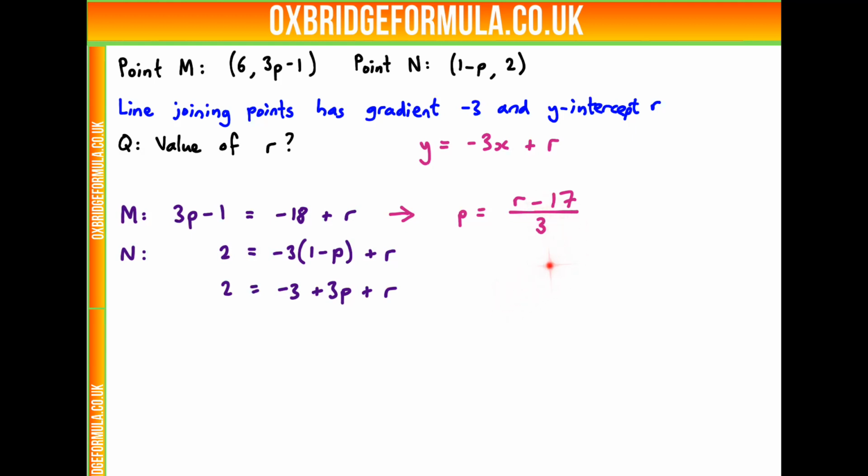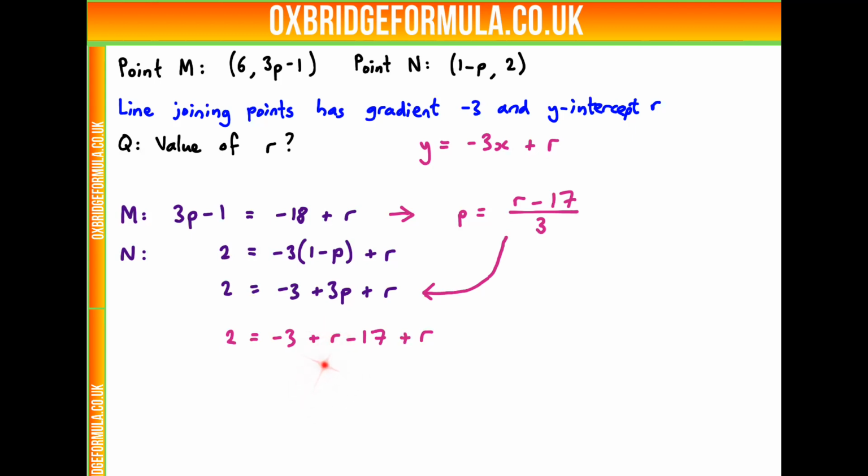Then if we substitute this into our tidied up equation for N, what does that give us? So we have 2 equals minus 3 plus 3p. 3 times p is just 3 times this fraction, so luckily the 3's cancel out to save us doing any particularly complex maths. So that gives us r minus 17 plus that extra r. So if we tidy this up, we should be able to find out a numerical value for r.